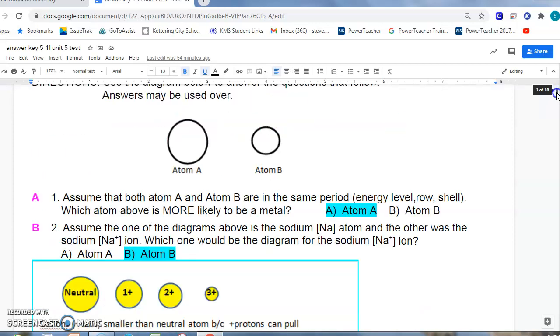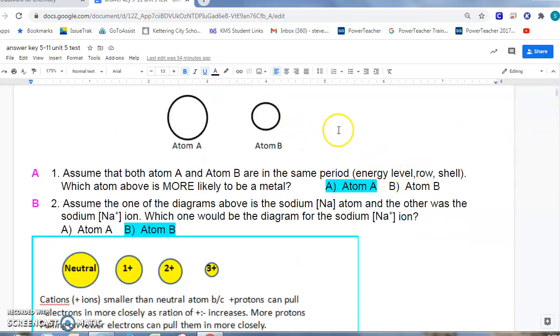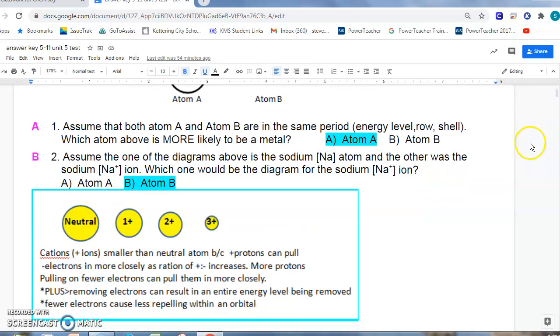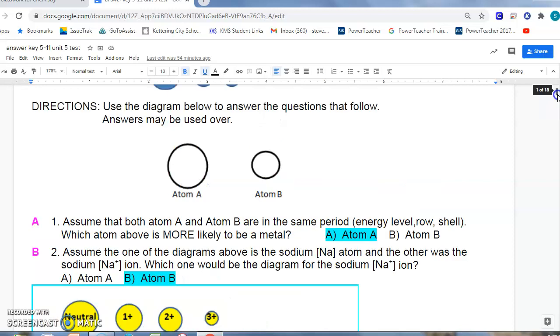Here we go. Questions 1 and 2 on the first page. We have a diagram of atom A and atom B. And in this diagram, we can see that A is bigger than B. What can we learn from that? Number 1, assume both atom A and B are in the same period, which is a horizontal row on the periodic table of elements, also called an energy level or shell.